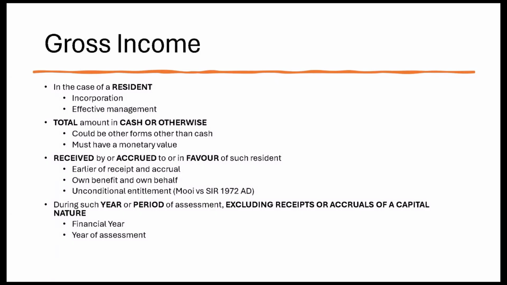The gross income definition says, in the case of a resident, including their gross income, the total amount in cash or otherwise received by or accrued in favor of a resident during such year or period of assessment, excluding receipts or accruals of a capital nature. There's a linkage between that and what you have in your general deduction formula, in that there's this constant theme that you do not include receipts or expenditure of a capital nature.